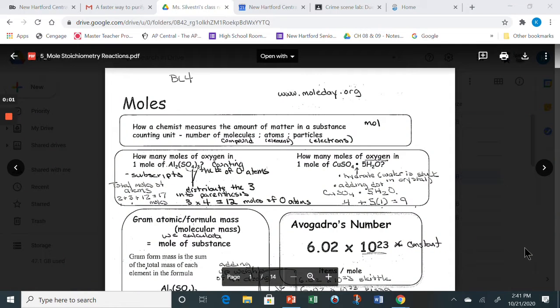CP campers, this is our first installment on our unit of moles and reactions. So now we're really getting into the chemistry. We learned a little bit about bonding before. We've talked about naming compounds, writing formulas. You're going to see why writing formulas are extremely important.